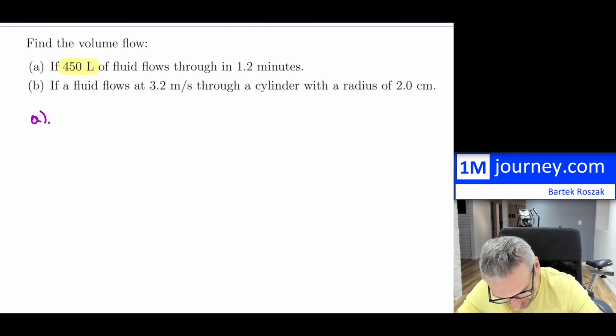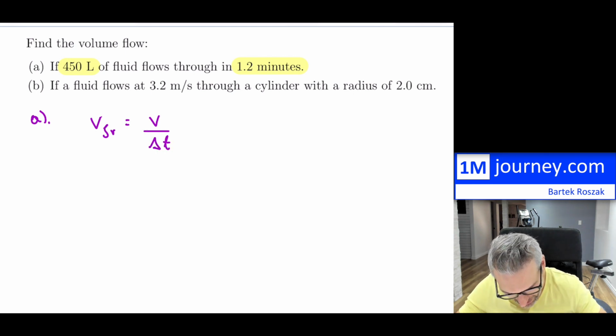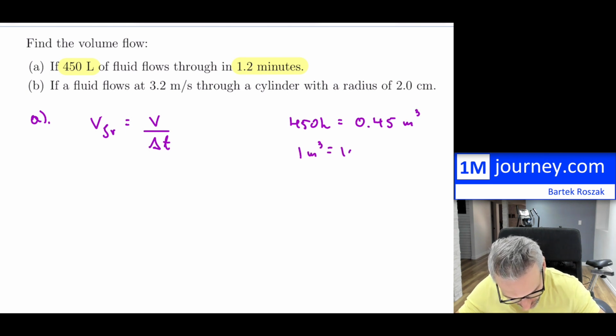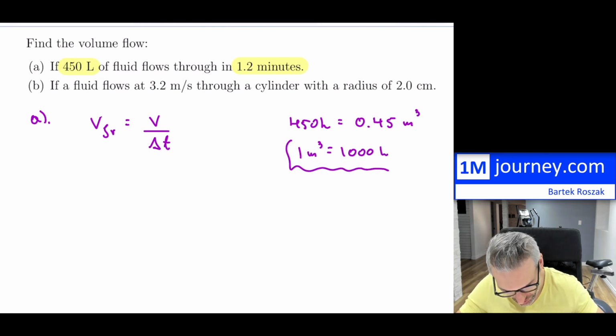for the volume flow rate. The total time elapsed is also given, so basically the volume flow rate is going to be the total volume divided by whatever time has elapsed. Now 450 liters is equivalent to 0.45 meters cubed, and you should know that 1 meter cubed is equal to 1,000 liters. That's something you should be aware of.